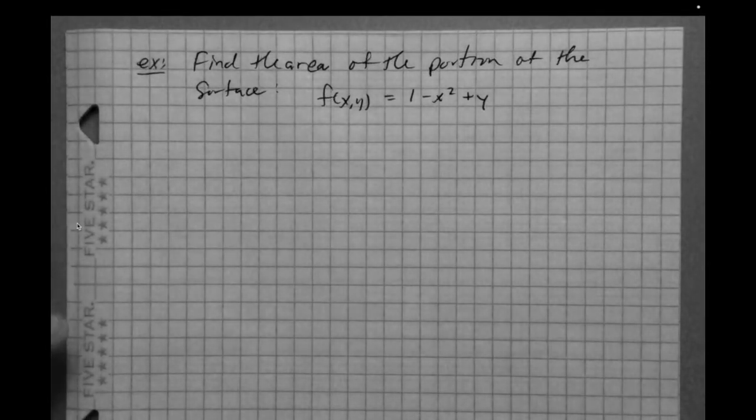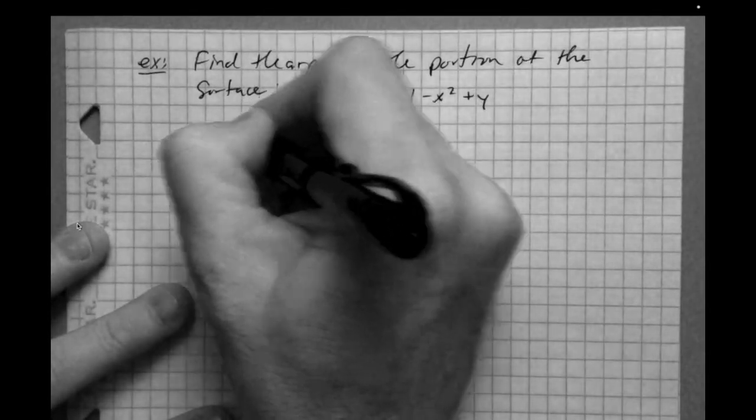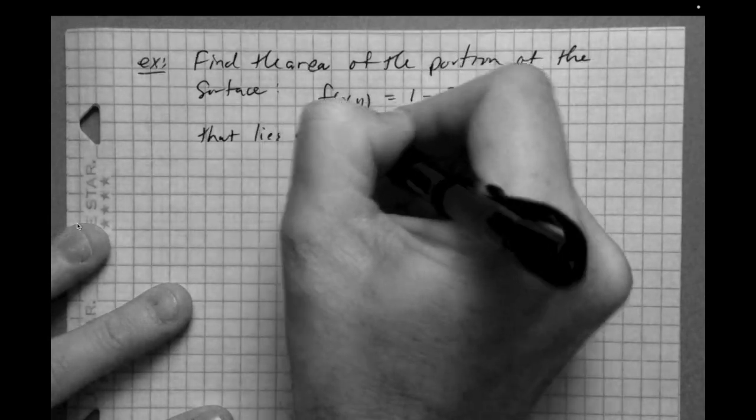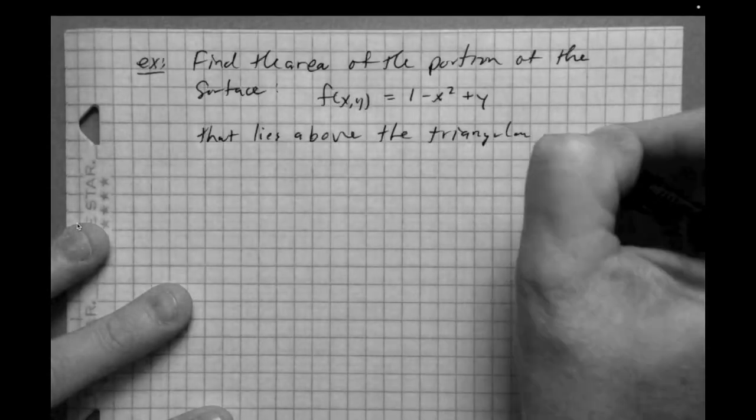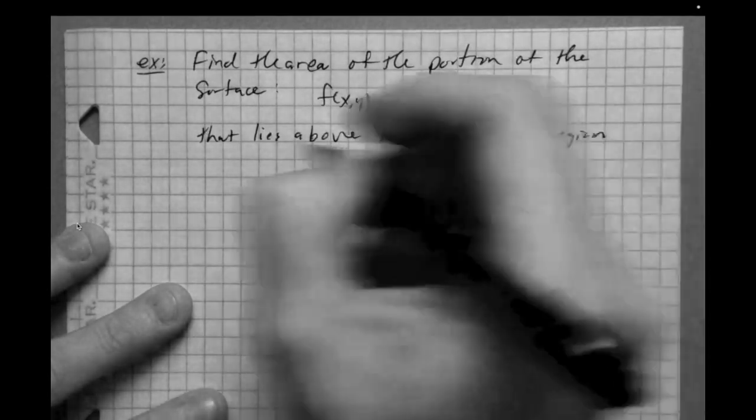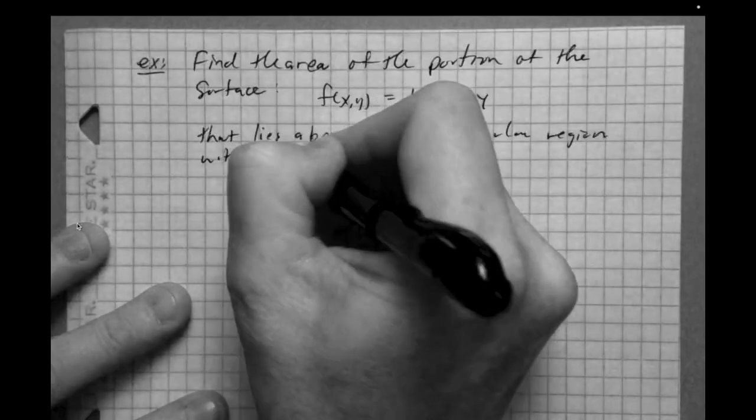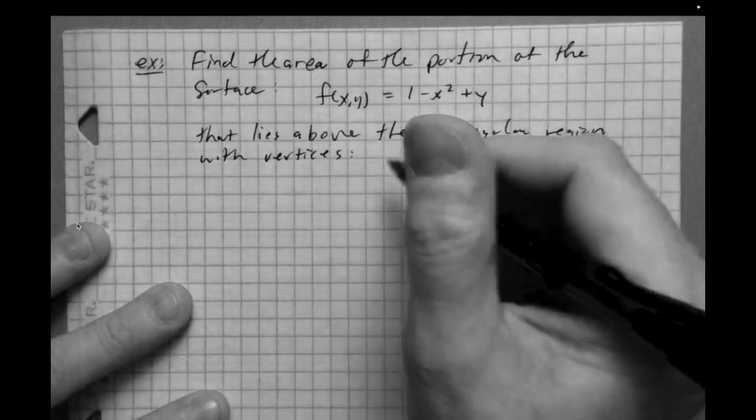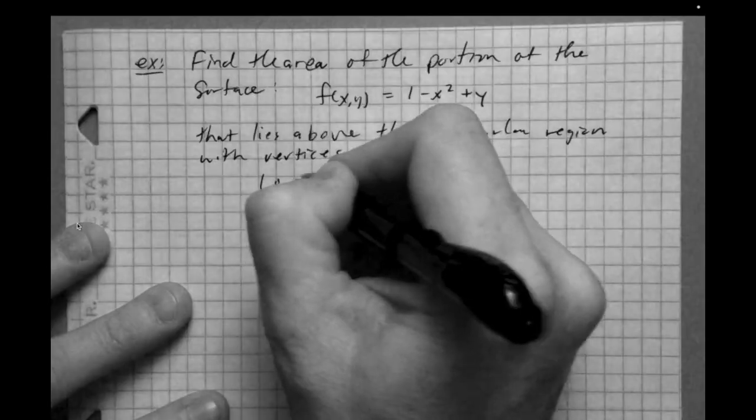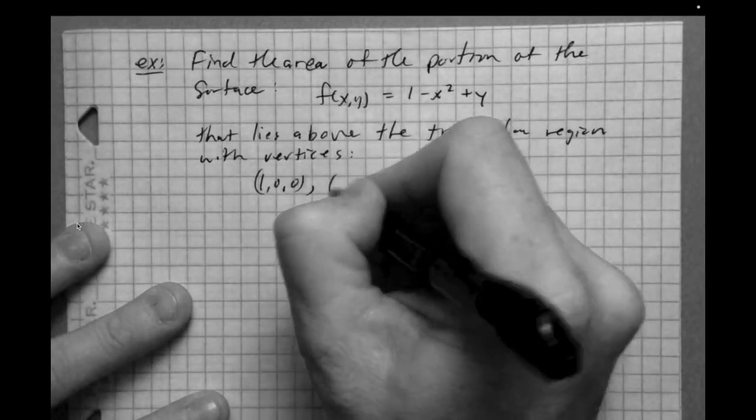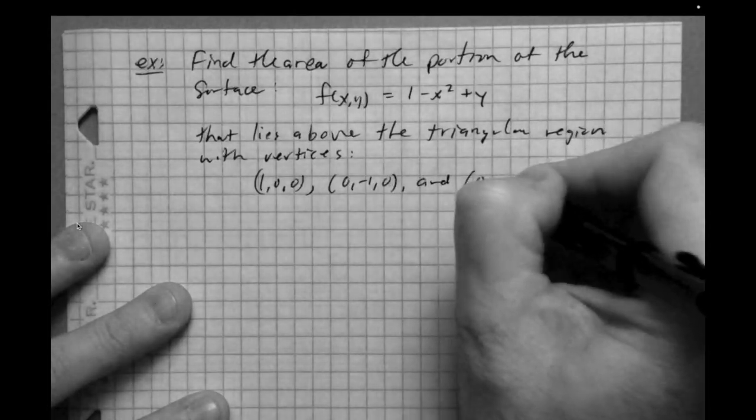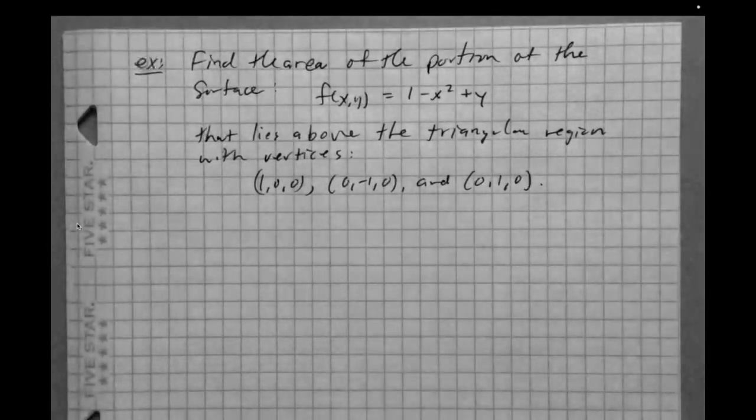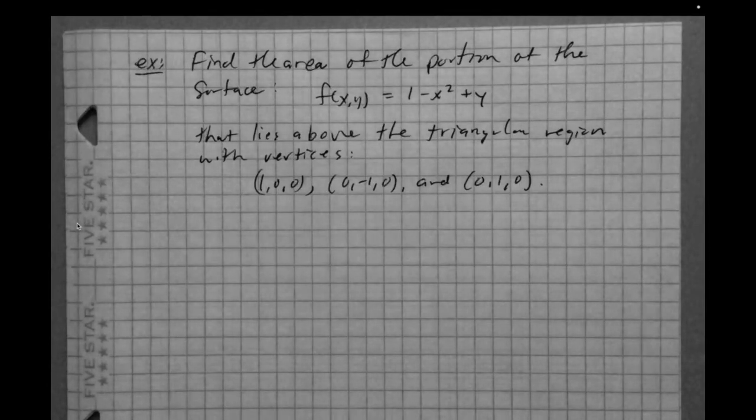We want to find the area, the portion of this surface that lies above the triangular region with vertices (1, 0, 0), (0, -1, 0), and (0, 1, 0).